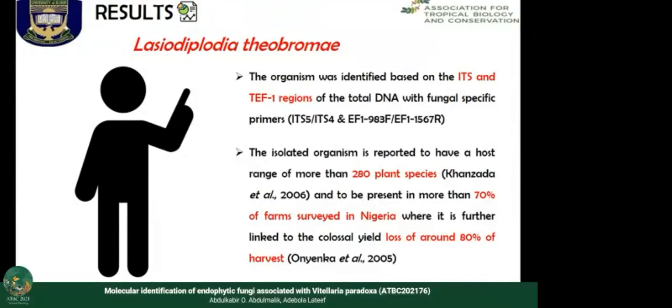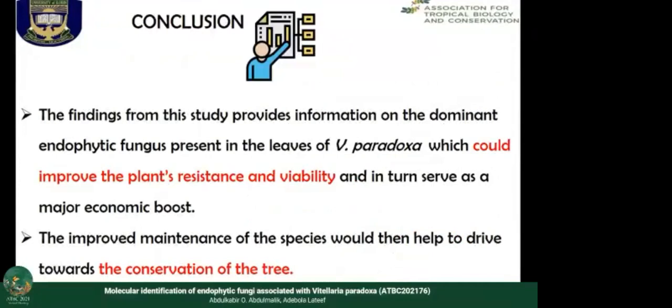It then becomes interesting here, because if it is the first time it has been implicated as a potential endophyte in Vitellaria paradoxa, we can drive efforts towards understanding the roles it actually plays in this plant, with the hope that by understanding that we could improve the plant's resistance and viability, which are key functions of metabolites produced by endophytes, and in turn serve as a major economic boost. We hope that through improved maintenance of the species, we would be able to drive towards the conservation of the tree.